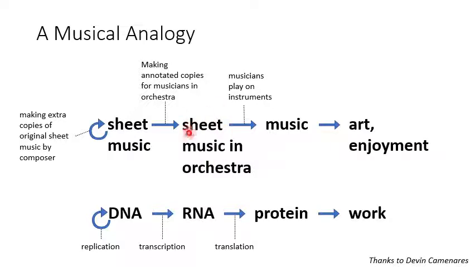Each member in the orchestra might put their own annotations on the sheet music to make it their own. So that sheet music used by people in an orchestra would correspond to RNA. Then they're going to use that sheet music to make music, and RNA would be used to make protein. Then proteins do work, and music, when you hear it, creates art and enjoyment. So the art and enjoyment correspond to the work in a cell.